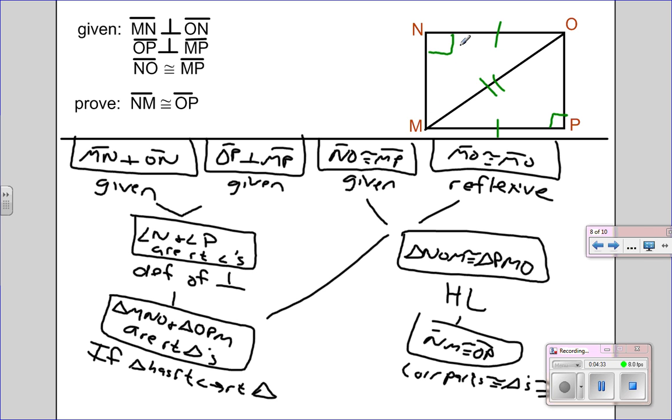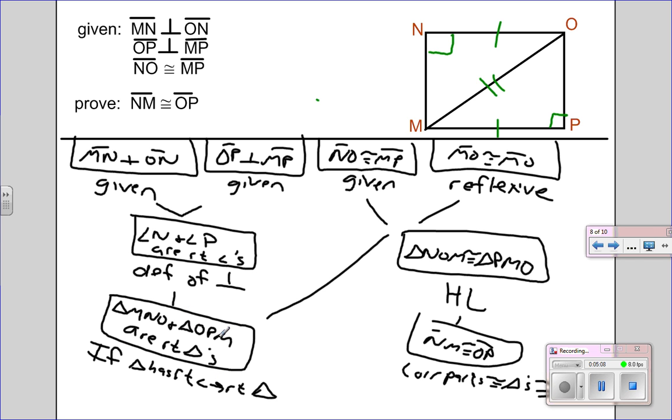Okay? So we write our givens: MN perpendicular to ON, OP perpendicular to MP, NO is congruent to MP, and finally our reflexive, MO to MO. Well, because these two lines are perpendicular, this line's perpendicular to ON, OP to MP, we know that angle N and angle P are right angles by definition of perpendicular lines. And if those are right angles, we know that triangle MNO and triangle OPM are right triangles, because if a triangle has a right angle, then it's a right triangle.